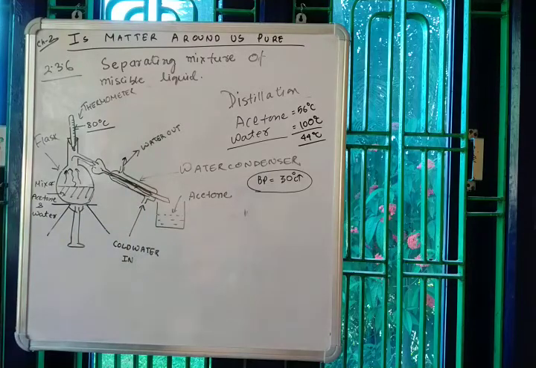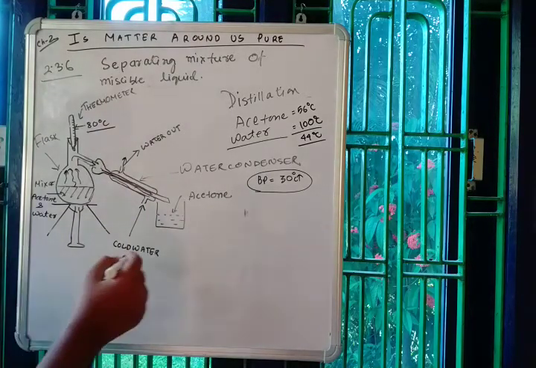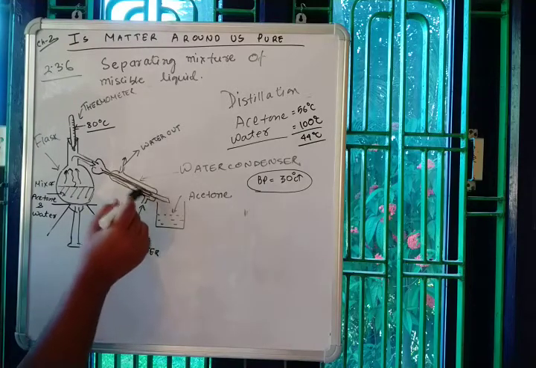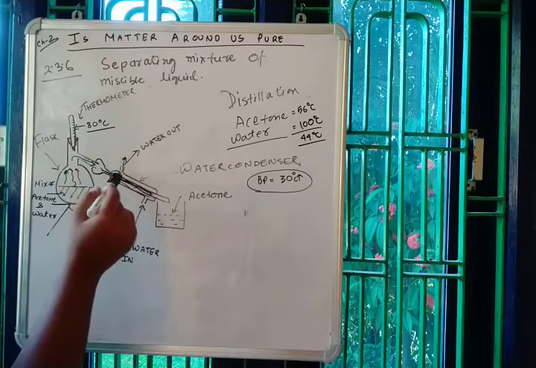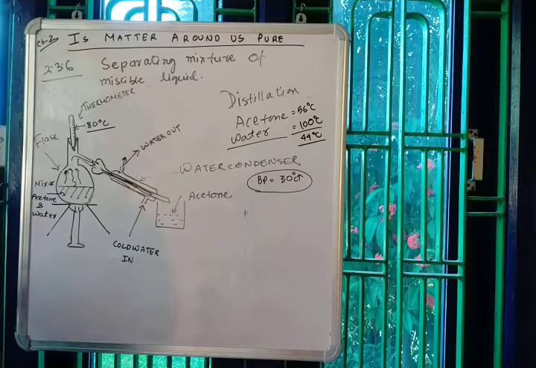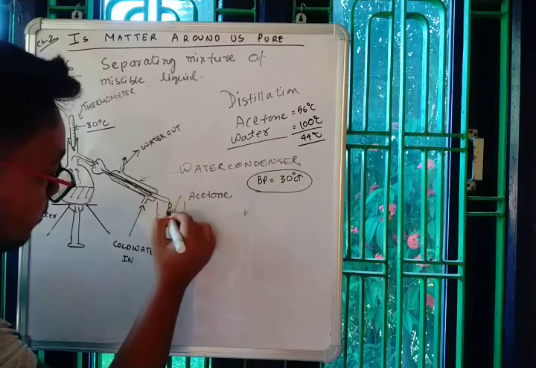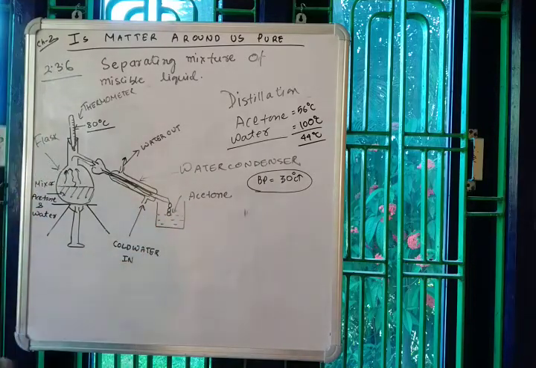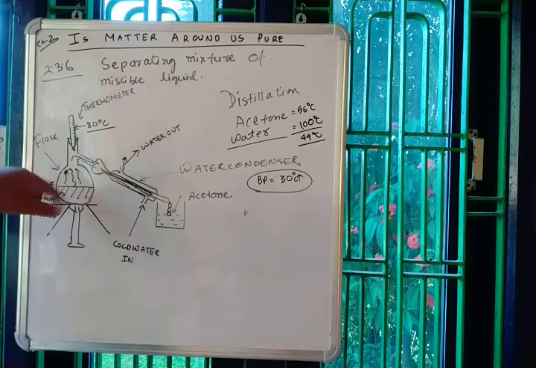Condensation means conversion of vapor into liquid, correct? Because of this cold water which is running through the condenser, the vapor of the acetone will convert into liquid and you will get pure acetone here. The water will be left in the distillation flask. The water will be left here and you will get pure acetone over here. So this is the overall story.